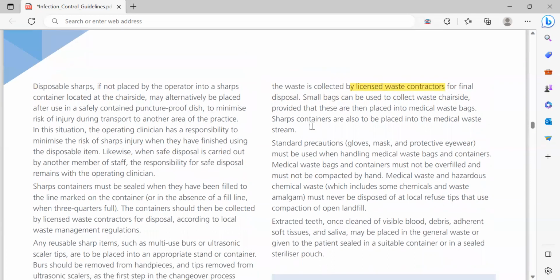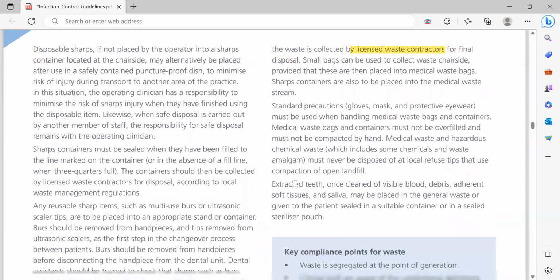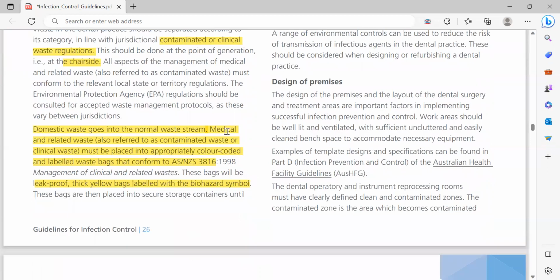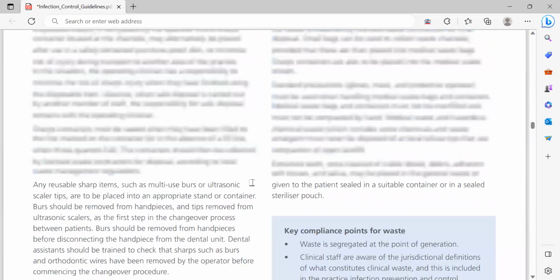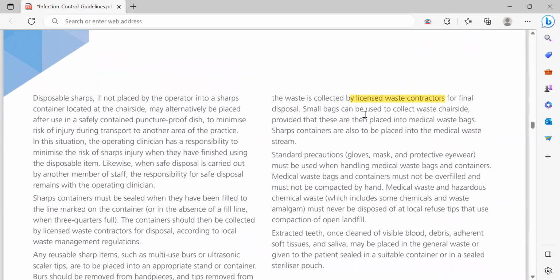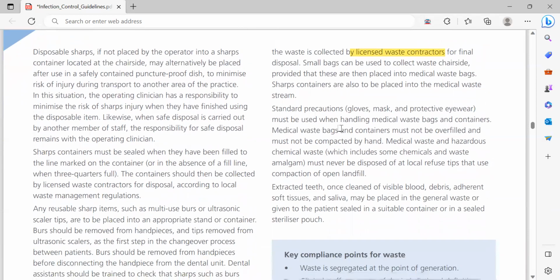These bags are then placed into a secure storage container until the waste is collected by the licensed waste contractors for final disposal. So here they have divided waste into two parts. The domestic waste you can just throw into the normal waste stream, but the medical waste you need to pack into the leak proof thick yellow bag labeled with the biohazard symbol, and place it together, maybe in the large bin or wherever it is possible, and then the licensed waste contractor will collect it from you.